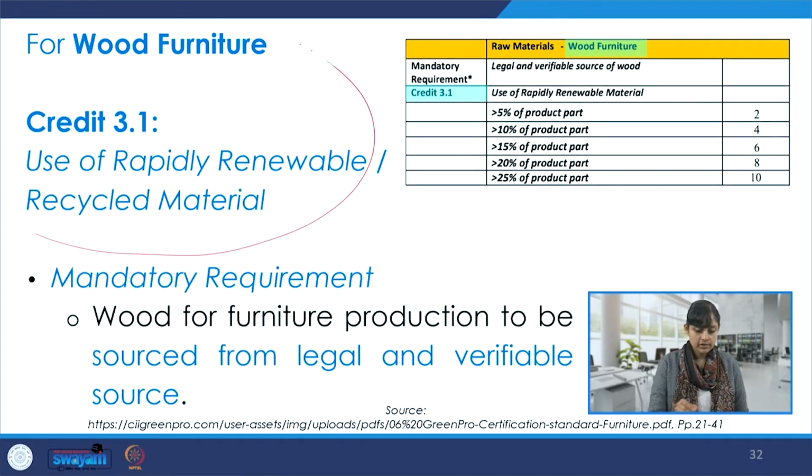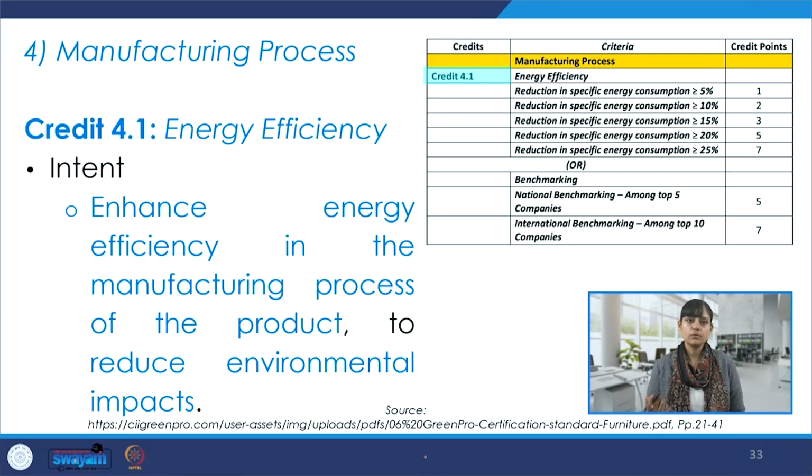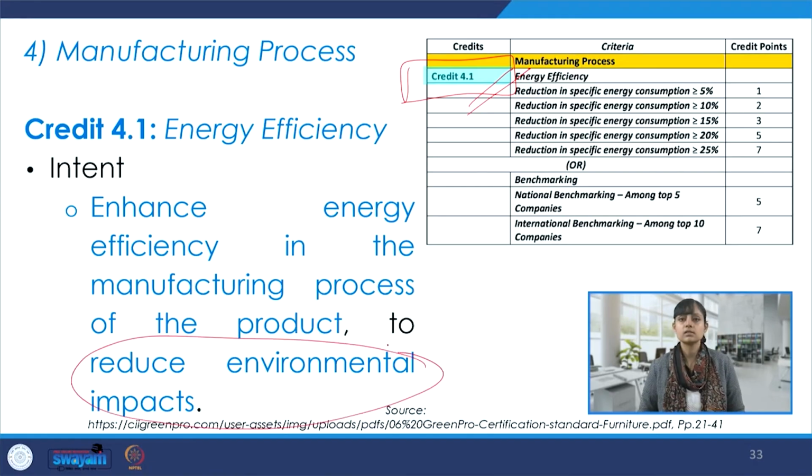Again, continuing with credit 3.1 for the wood furniture, there is a mandatory requirement. Wood for furniture production to be sourced from legal and verifiable source. That's very important. And this is the credit that you see over here and the associated points. Then there is manufacturing process, and we are talking about energy efficiency, credit 4.1. And the intent is to enhance energy efficiency in the manufacturing process of the product to reduce the environmental impacts. And these are the associated credit points.